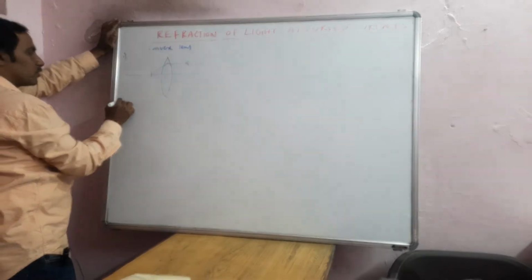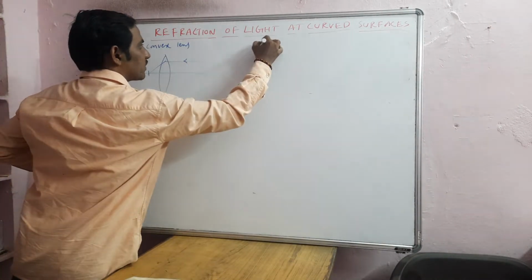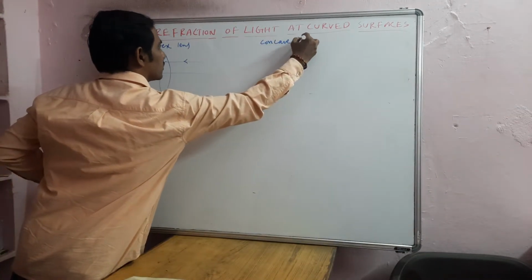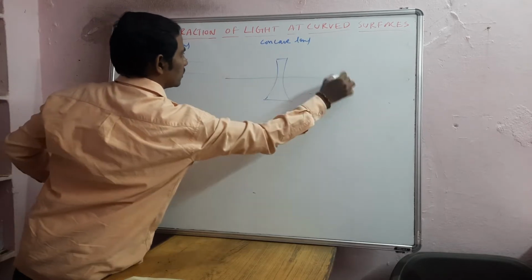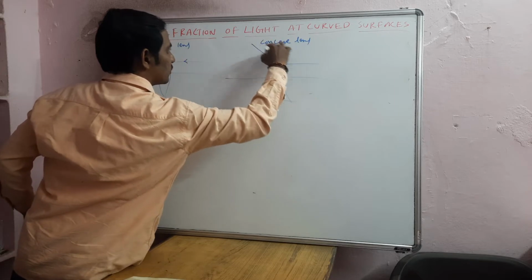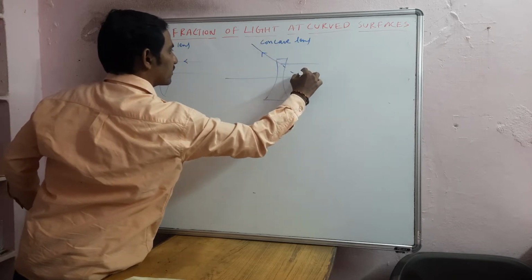Second rule: this is for convex, and for concave you take it like this. The light ray which is coming parallel to the principal axis, after refraction will go like this, so you can take this point as F.